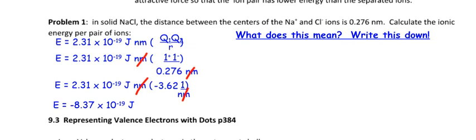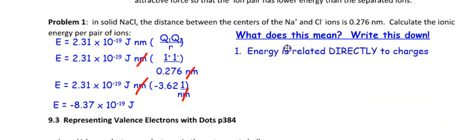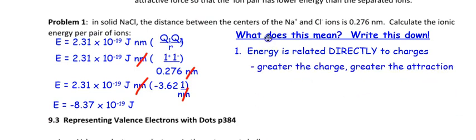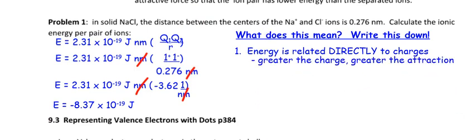So what kind of things do you notice here? What is energy directly related to? Energy is directly related to the charges. All right, so as the charges increase, energy increases. What does this mean? What if I had magnesium chloride? We have a +2 and a -1. Then this would be a +2 and a -1. So it'd be a 2 on top, wouldn't it? So if my numerator here goes up, then my energy goes up. All right, so it says greater the charge, the greater the attraction. Hopefully that makes sense to you. All right, what else does this mean?